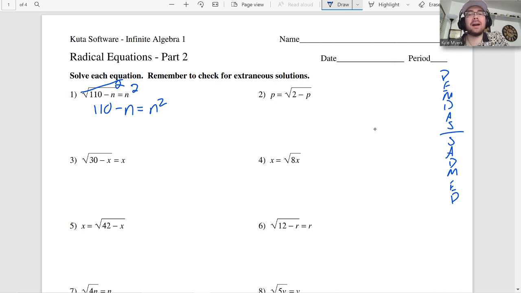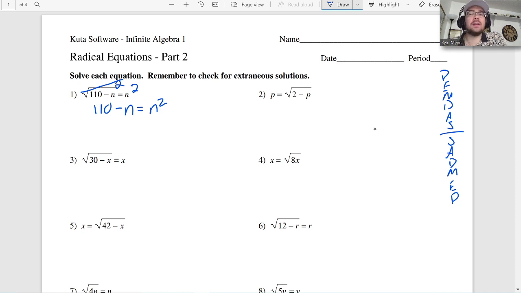Because there's no way to combine n and n squared. You can't add them together, subtract them together, anything like that. So they're not like terms. They cannot be combined. So there's no way to solve using SADMEP yet.